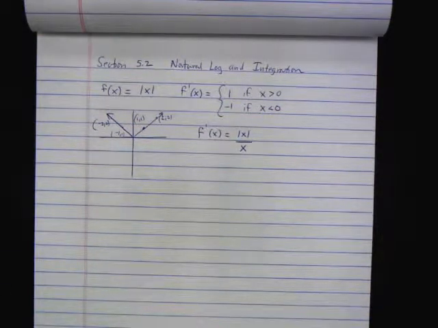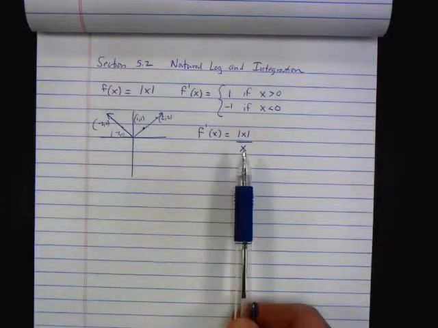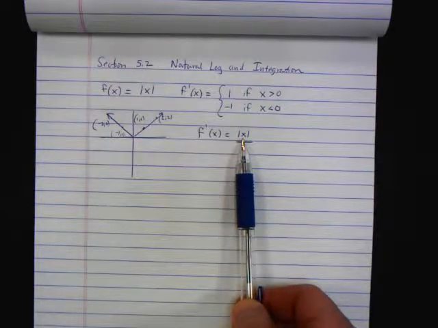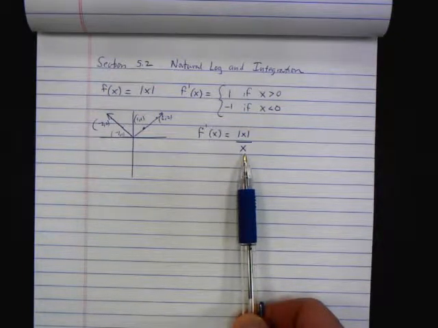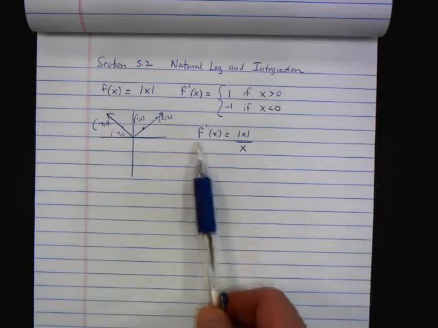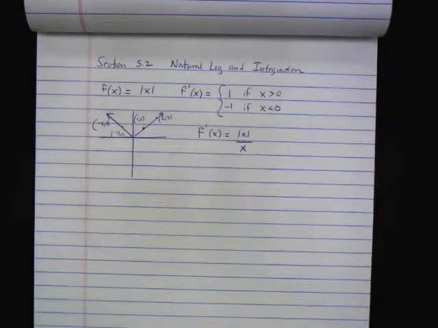Now give me your favorite negative number. Negative 273. What's the absolute value of negative 273? What's 273 divided by negative 273? Negative 1, so it works there too. All right, so quite often the derivative of the absolute value is written in that form.